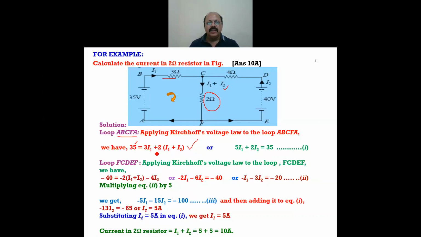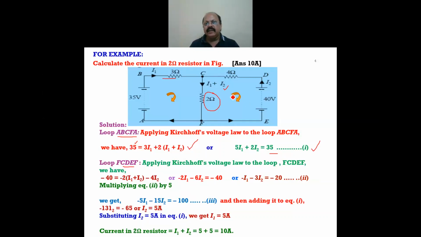Now solve it, open the bracket, and finally you will get 5 I1 plus 2 I2 equal to 35. Mark this equation 1. Similarly, you apply Kirchhoff's voltage law in the loop F, C, D, E, F.